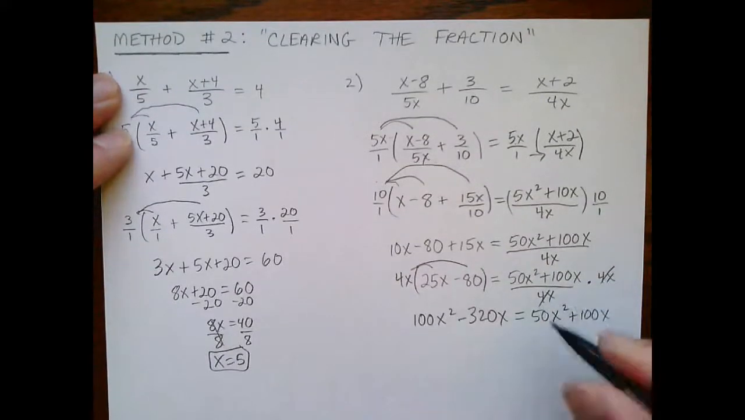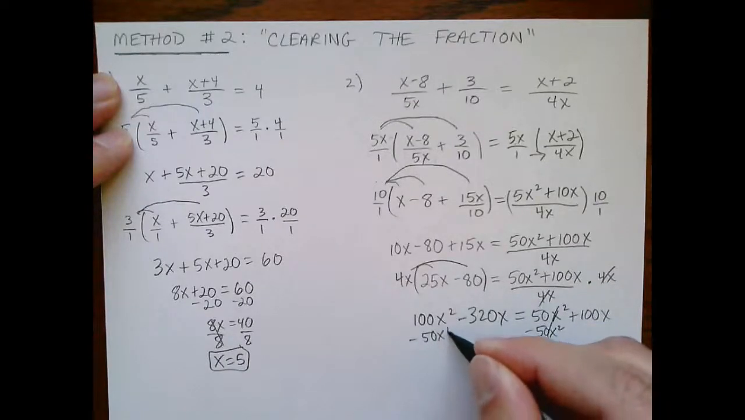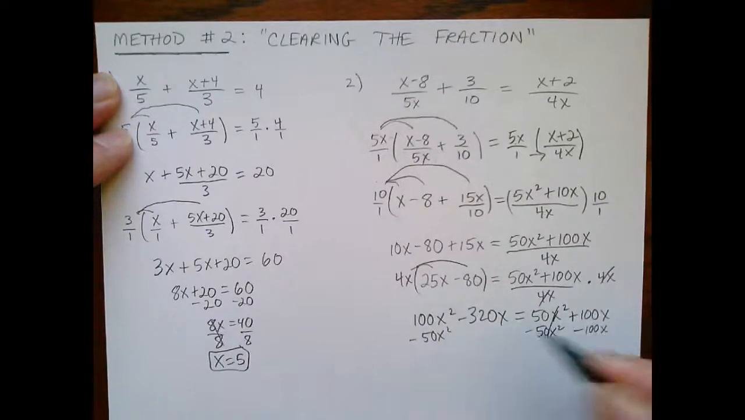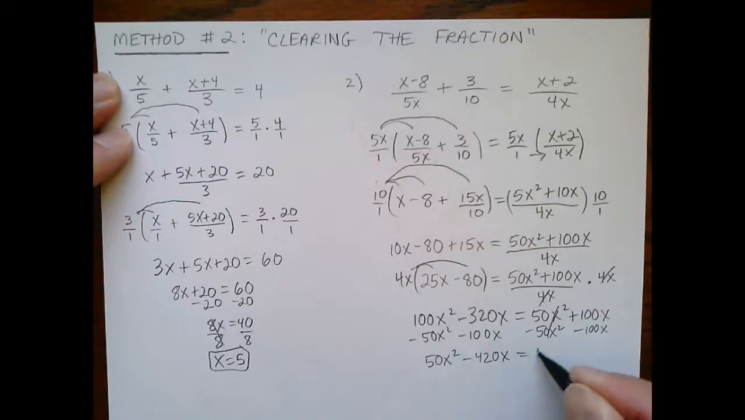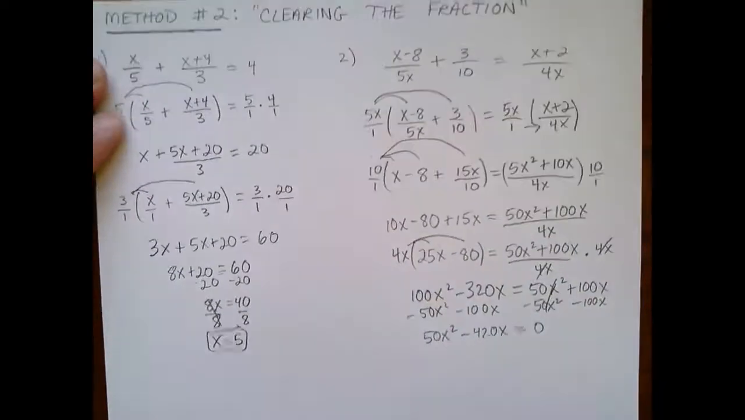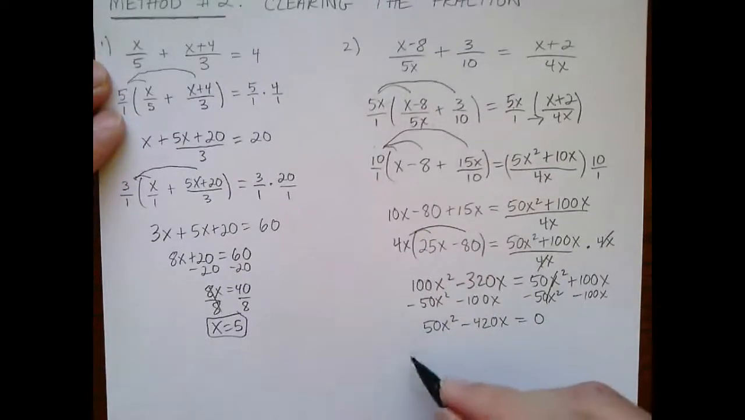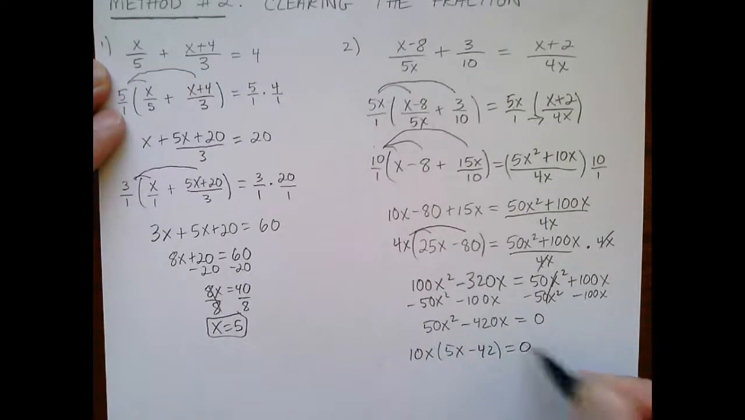Okay, subtract 50x squared from both sides. At the same time, if you want, you can also subtract this 100x. So I'm left with 50x squared minus 420x is equal to 0. You can pull out a GCF. The GCF of these two terms is a 10x. Inside here, you're left with a 5x minus 42 equal to 0.